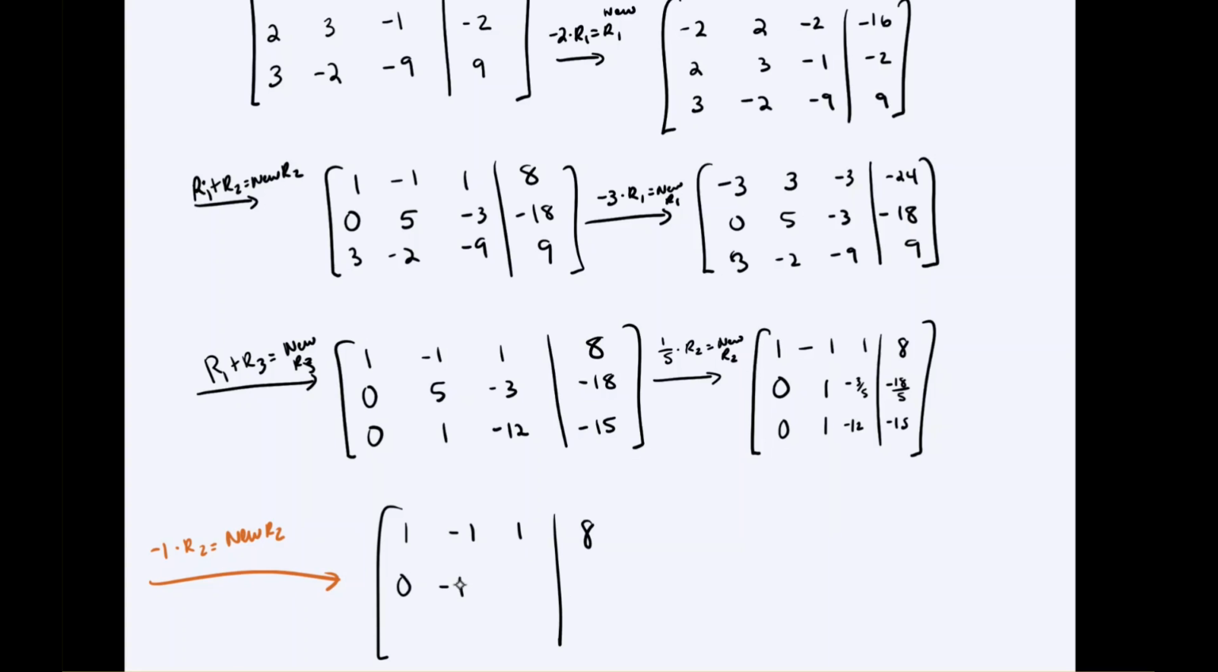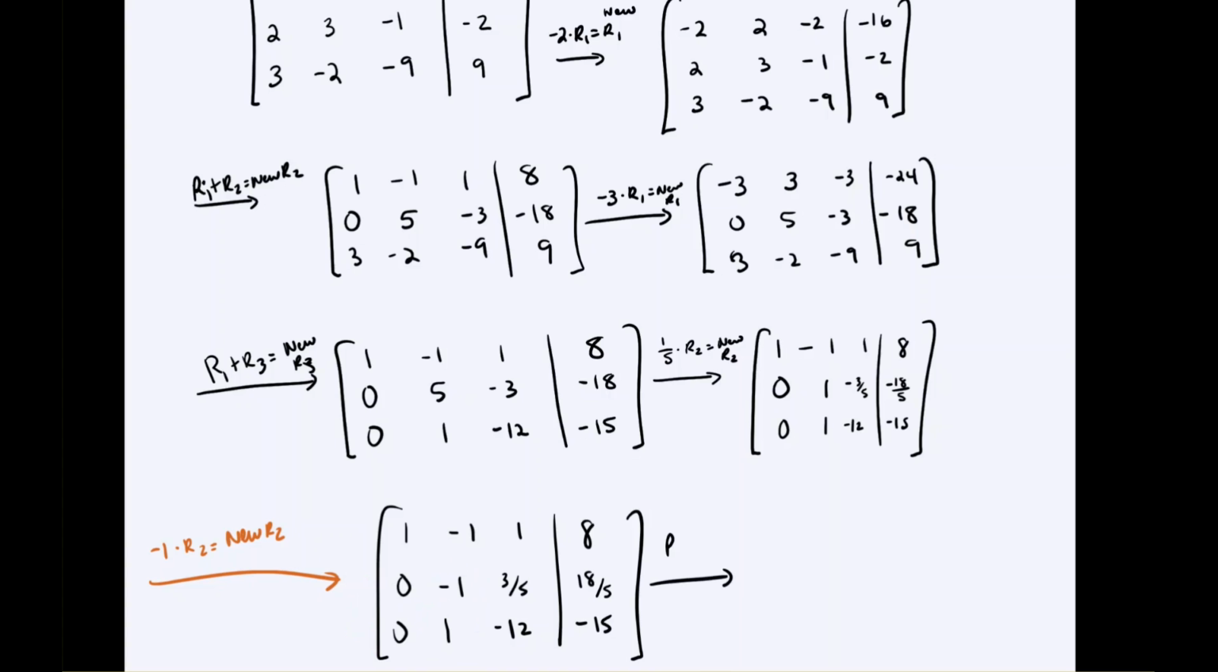Negative 1 times 1 is negative 1. Negative 1 times negative 3/5 is positive 3/5. Negative 1 times negative 18/5 is positive 18/5. And our goal for this was to add it to the third row, so that these would cancel and give us the 0.